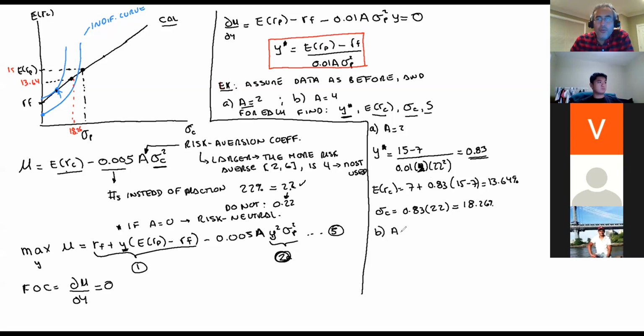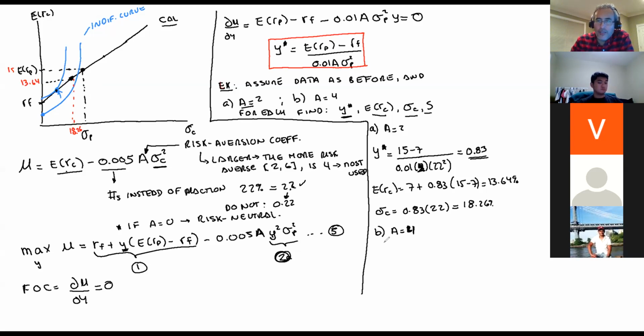Now, what happens with individual number 4? So now let's do individual number 4. This guy is more risk averse, correct? Agree with me or not? Remember the rule, the higher the number, the more risk averse you are. So the more risk averse you are implies that you're going to be located where? To the right or to the left of the point that we have found? To the left, exactly that.